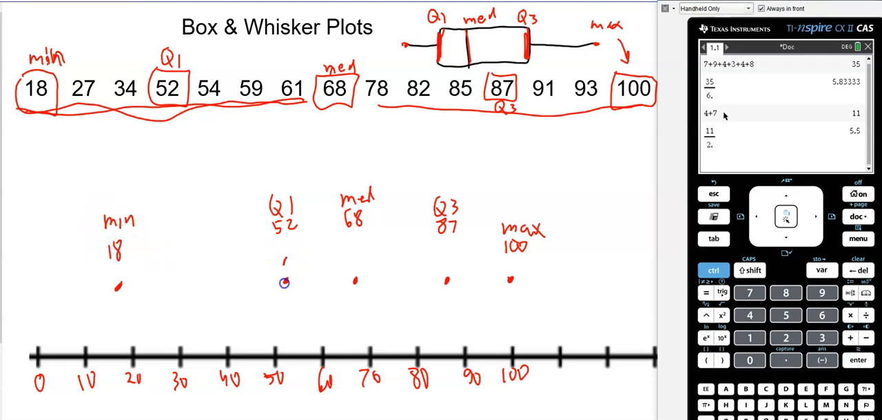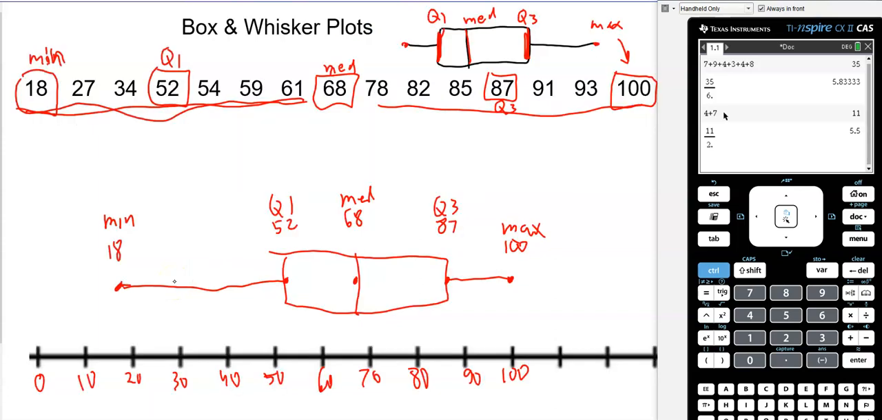So draw your box from Q1 to Q3. The line here is in the box, not necessarily exactly in the middle, it's a little bit to the left there. These connect. If this is an outlier, I would not connect it, but I don't think it is an outlier. Close, but not quite. But this is what a box and whisker plot looks like.